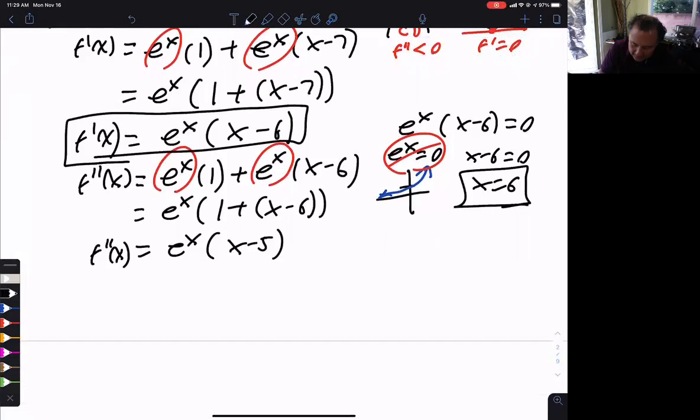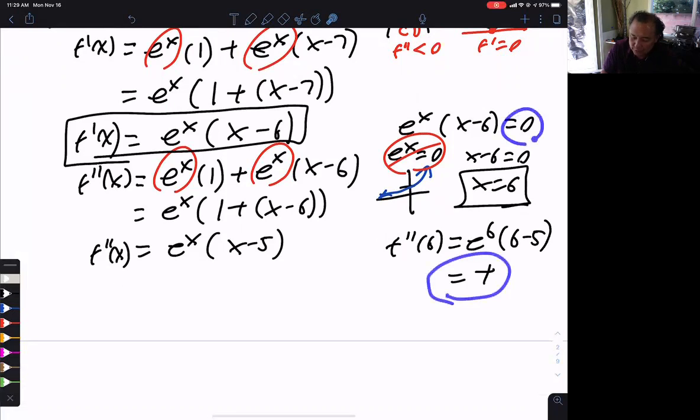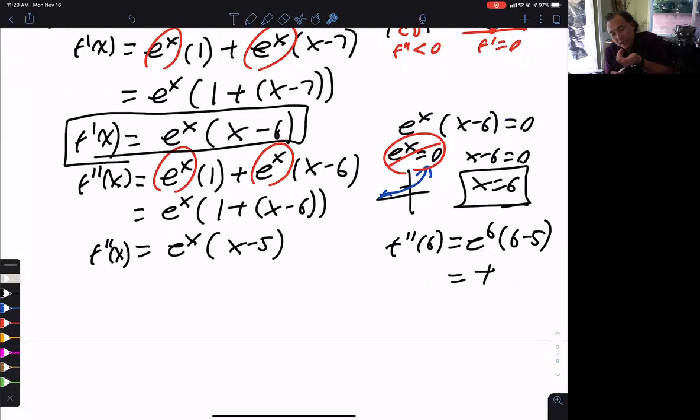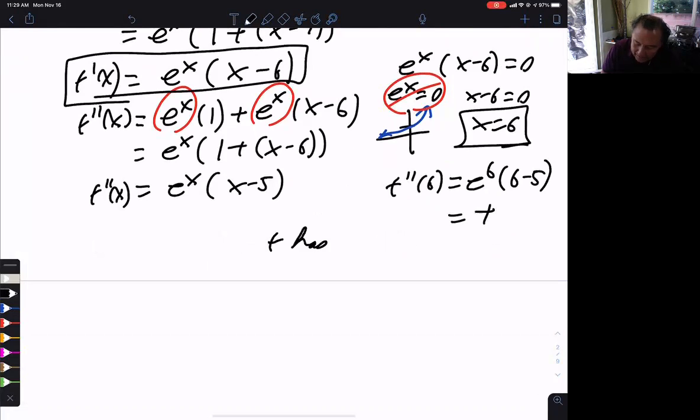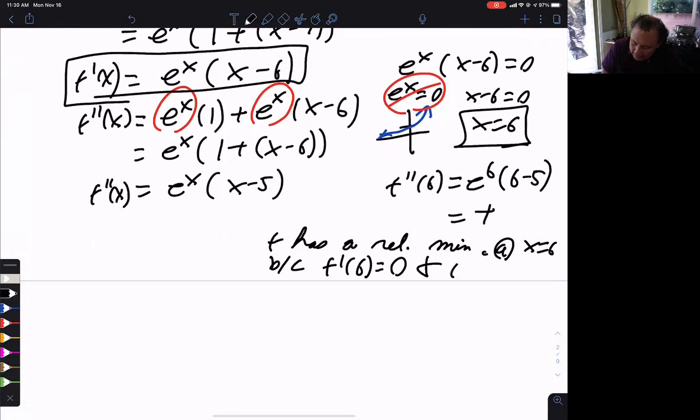So the next step is to say, hey, what's the second derivative at 6? E to the 6 times 6 minus 5. Clearly that's positive. So we have a second derivative that's positive, and a first derivative at zero, what does that give us? A relative min. So now your justification would be f has a relative minimum at x equals 6. Why? You need a justification. Because f prime of 6 is 0 and f double prime at 6 is positive. Done. That is using the second derivative test to find relative maxes and relative mins.